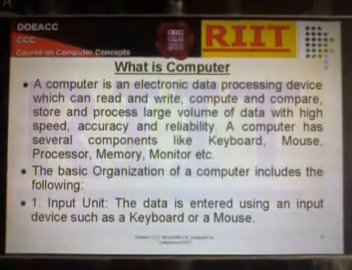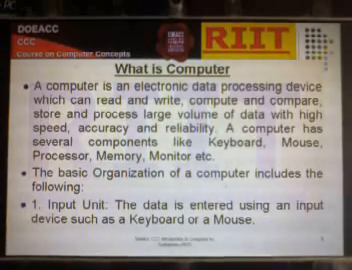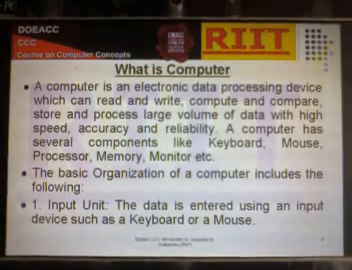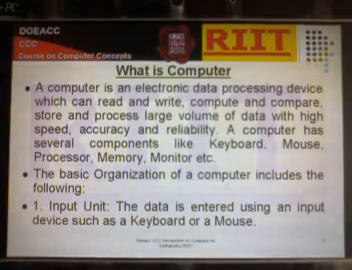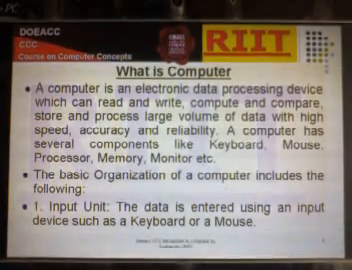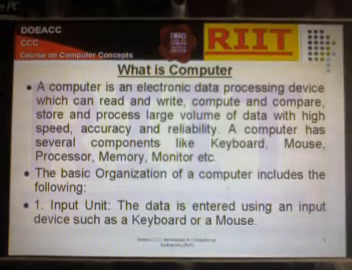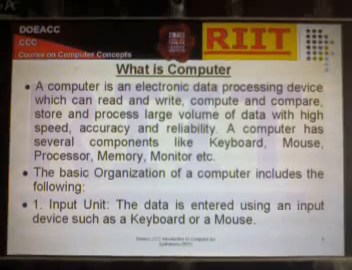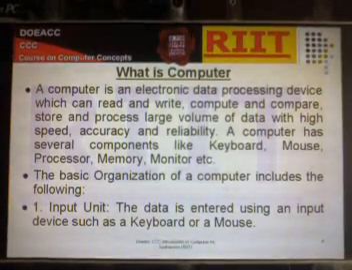What is a computer? A computer is an electronic data processing device which can read and write, compute and compare, store and process large volume of data with high speed, accuracy and reliability. A computer has several components like keyboard, mouse, processor, memory, monitor, etc. The basic organization of a computer includes the following.